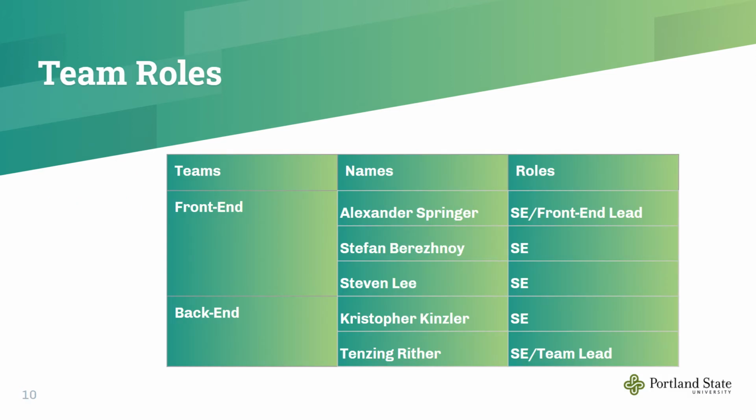Moving on to team roles, as you can see, everyone on our team was an SE, or software engineer. Alex was the front-end lead and I was the team lead. We had two teams, front end and back end. Kristopher and I were working on the back end, and Stefan, Stephen, and Alex were working on the front end.